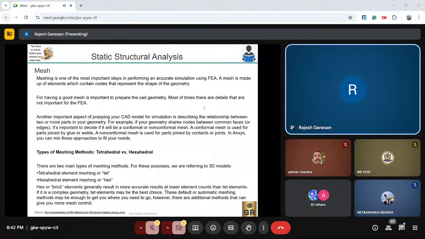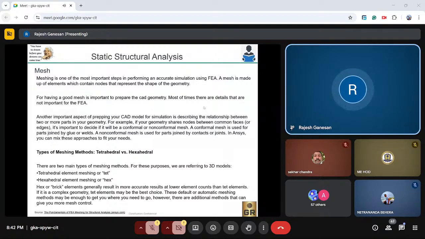Okay. The next one is mesh. Mesh is a very important thing. Earlier we saw elements, how to create elements, how to create nodes, and what the contact is, what the target is, everything we saw. Here, this is called mesh. Mesh is one of the most important steps in performing accurate simulation using FEA. A mesh is made up of elements which contain nodes. Okay, mesh means it will contain nodes and represent the shape of the geometry.